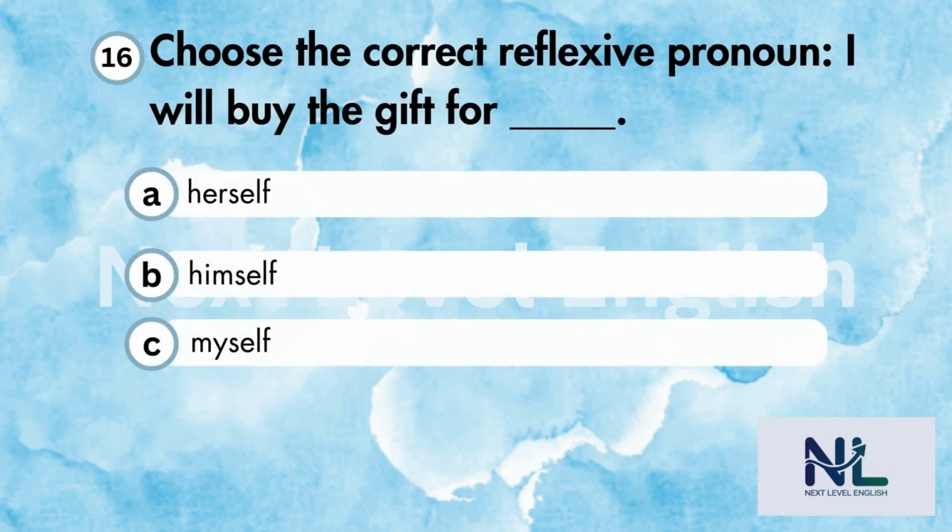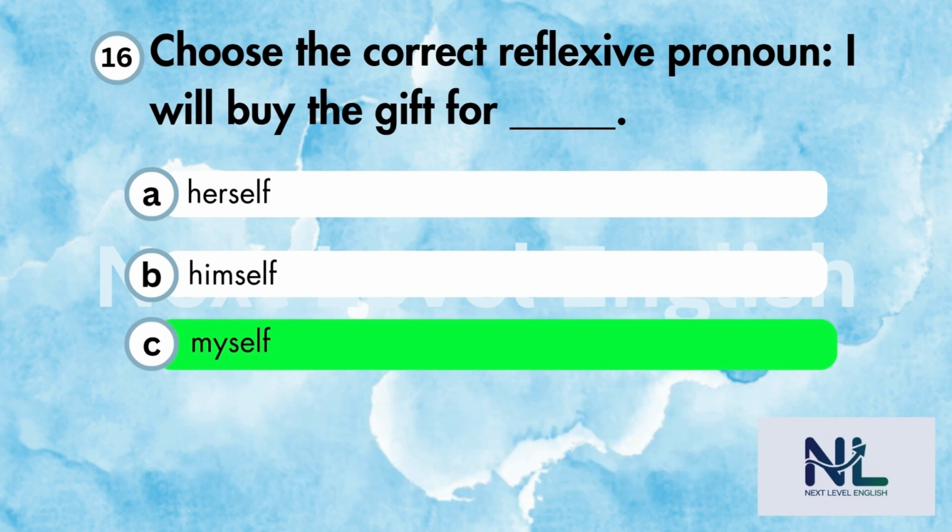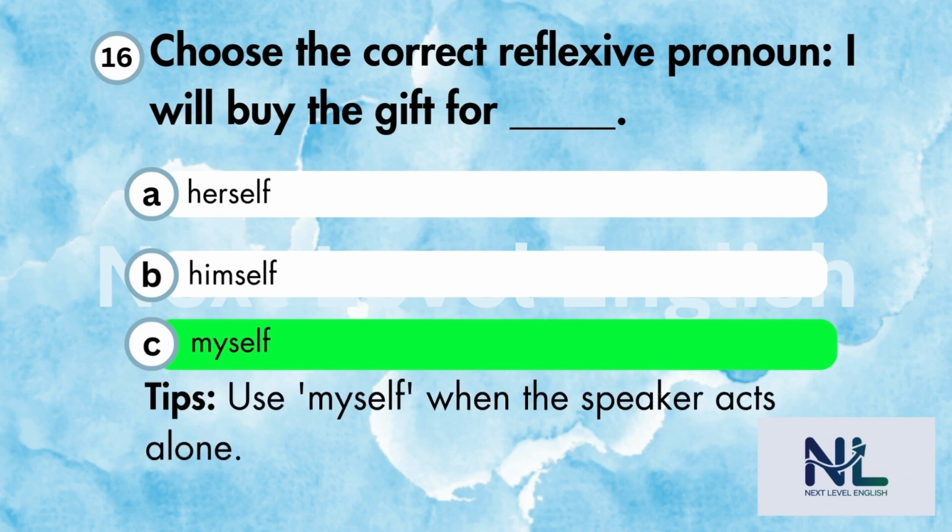16. Choose the correct reflexive pronoun. I will buy the gift for. Myself. Tips: use myself when the speaker acts alone.